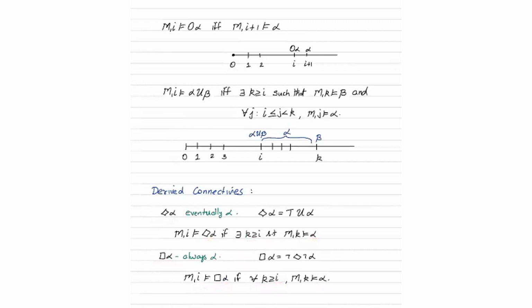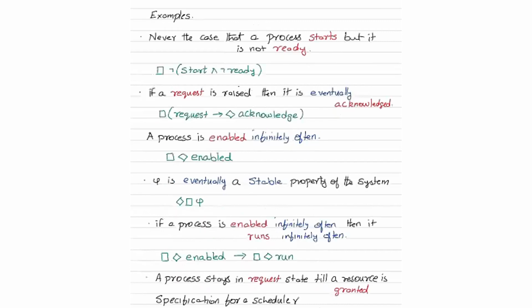Let me give you some examples, and hopefully that will be clear. Let's pull up the properties that we listed earlier, and now I can give you formulas in LTL which actually characterize those properties.